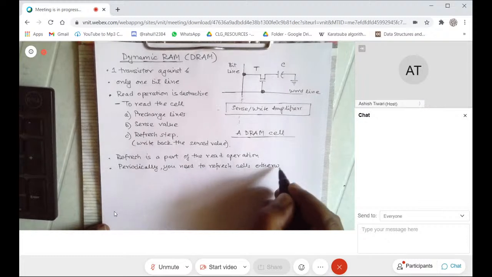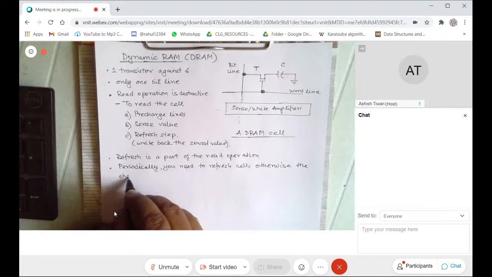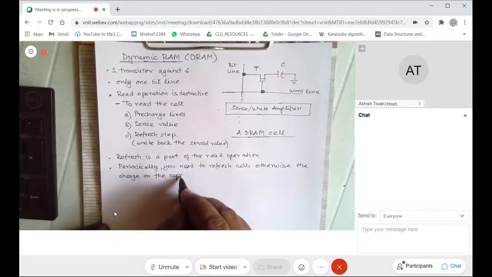otherwise the charge on the capacitor decays through leakage resistance. So what are we saying? So what is this? This is something additional, right? So what are we saying?